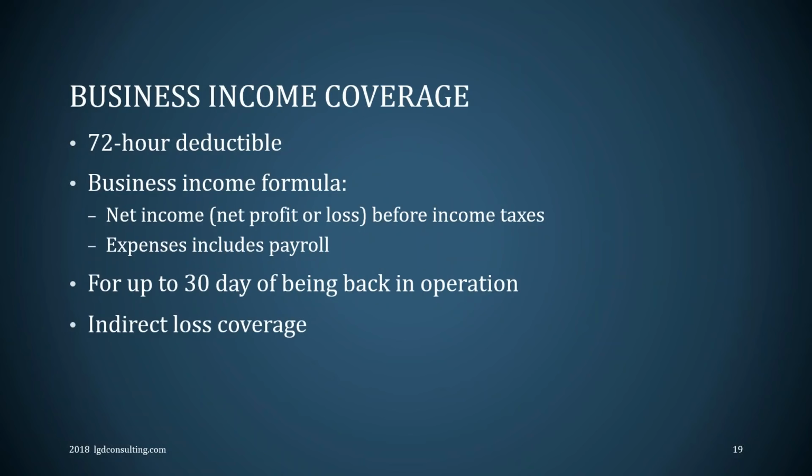Business income coverage. So now you have a business, and because of a covered peril, you have to shut down. Right? Well, there's a 3-day wait or a 72-hour deductible, and then we're going to pay you missing business income. This is income that you would normally earn if you were open for business. So if a restaurant burns down, and it's going to take a couple months for them to rebuild it, okay, well, after 3 days, we're going to pay business income.